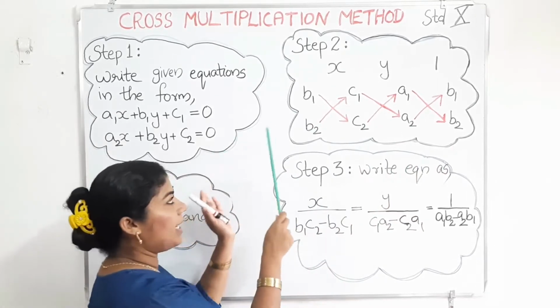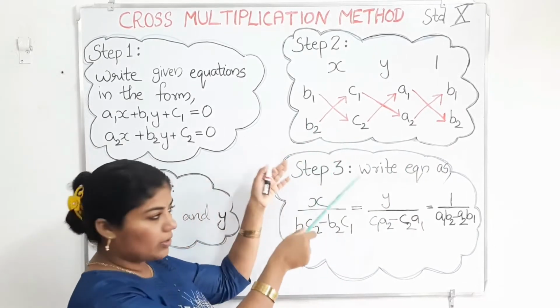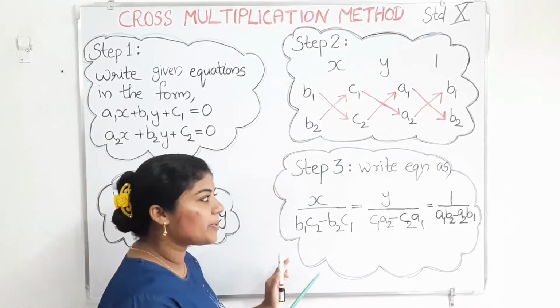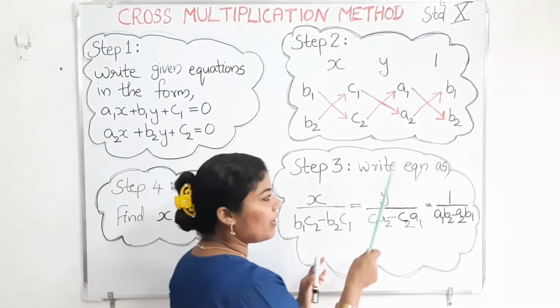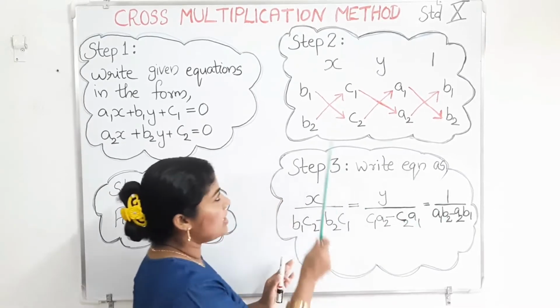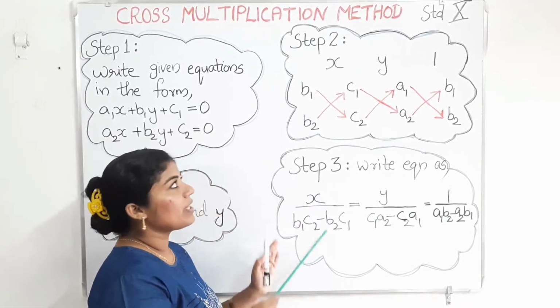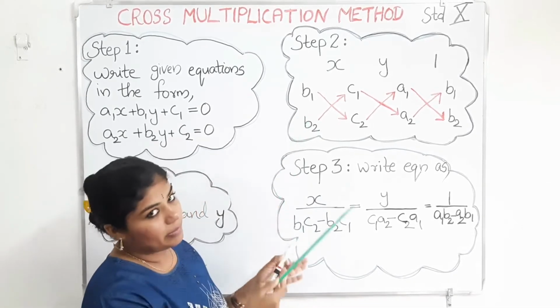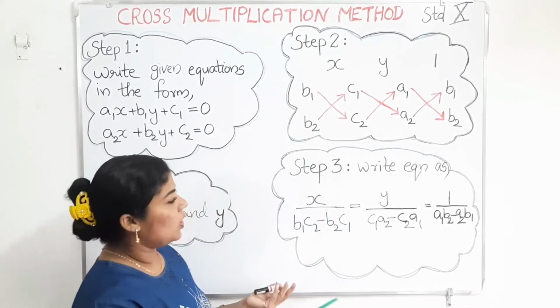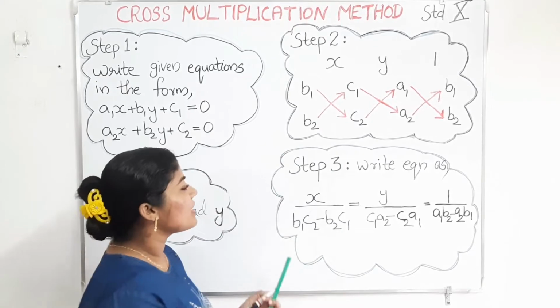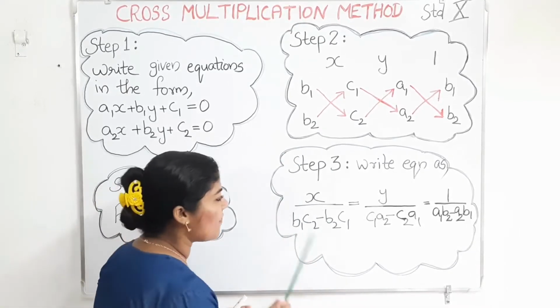Next, let's move to step 3. After writing step 2 with a question, we move to step 3. We write our equation as the same equation like this. How did we get this step? If we know step 2, it will be easy to get step 3. All are connected like that. So let's check how the first one comes.